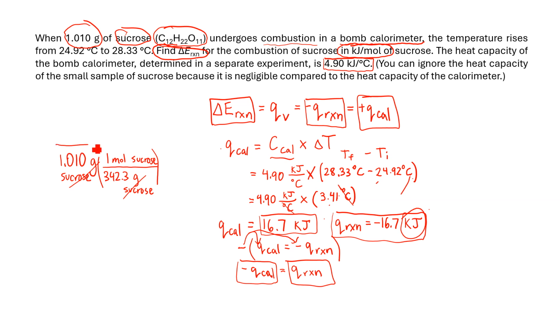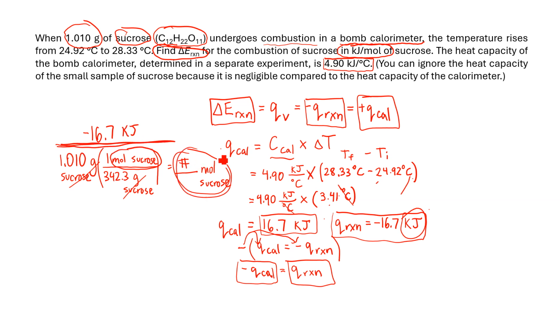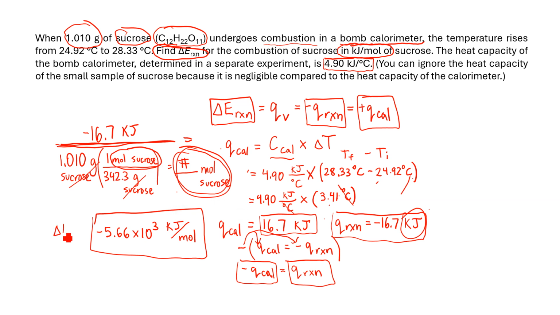Whatever that number is, we know we need kilojoules per mole. So we got the mole part, right? This is going to be equal to some number of moles of sucrose. But we want kilojoules per mole, so we need the kilojoule number, negative 16.7 kilojoules, divided by whatever number of moles. That's going to give us the final answer. You're supposed to get negative 5.66 times 10 to the 3 kilojoules per mole. That's going to be delta E of the reaction.